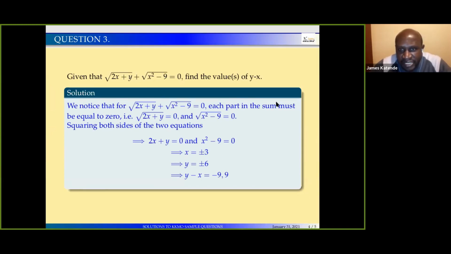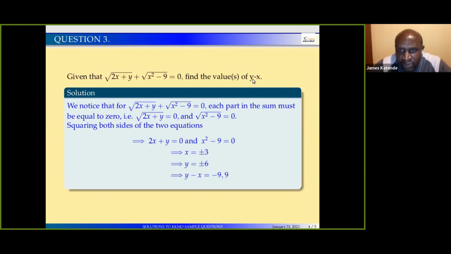So we use that in the next step. We have 2x plus y must be equal to 0, and x squared minus 9 is also forced to be equal to 0. So we can find the value of x by solving this second equation, and that will give us x is equal to plus or minus 3. And we can find the corresponding values of y. When x is 3, we'll have 6 plus y equal to 0. That gives us y is minus 6.